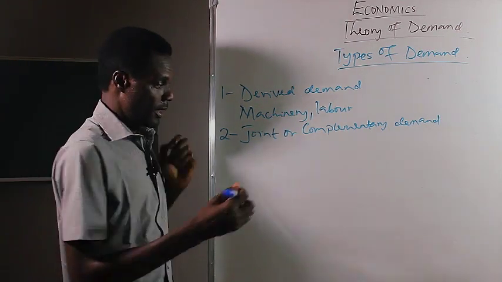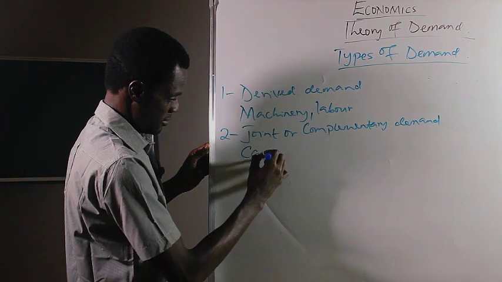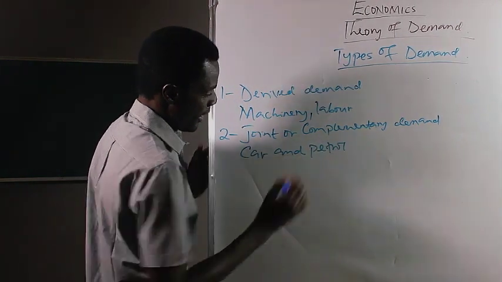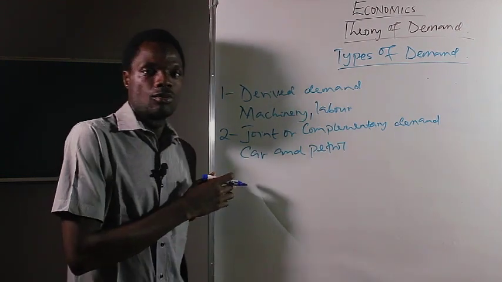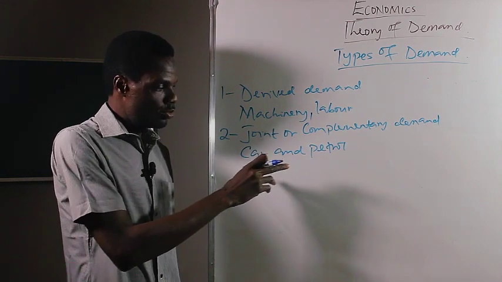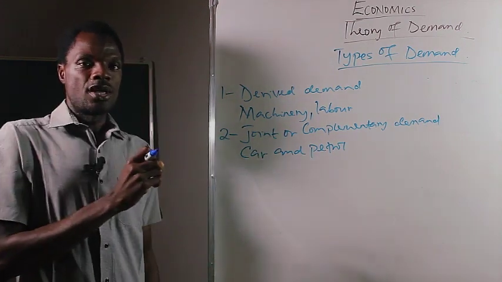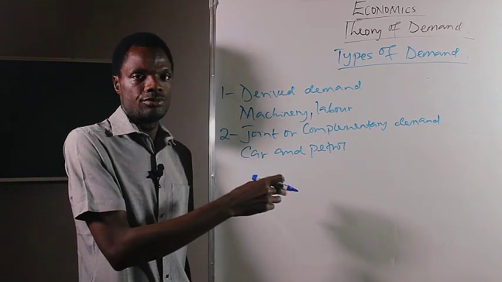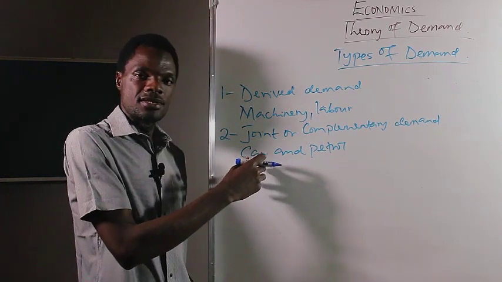For example, a car and petrol. So anybody that buys a car will definitely buy petrol. So the two goods go together. So the demand for car leads to the demand for petrol. So that means car is complementing petrol.